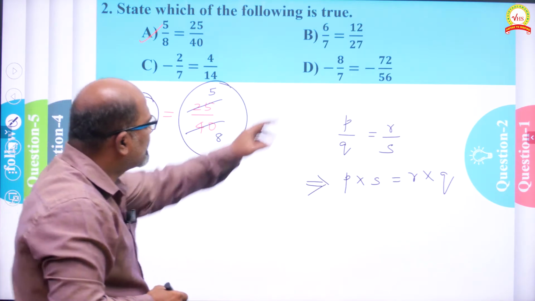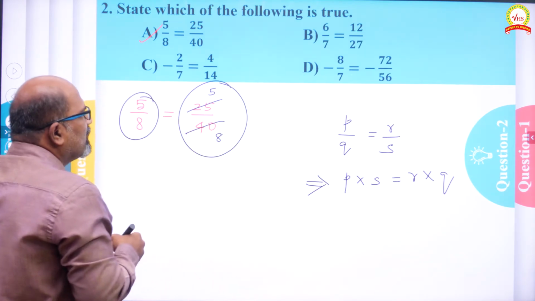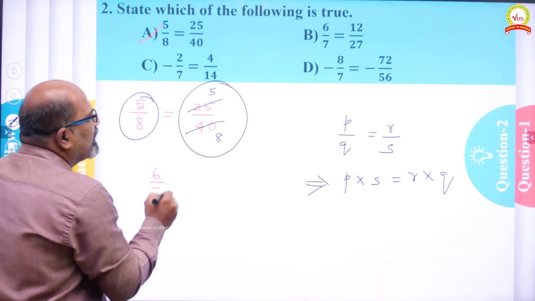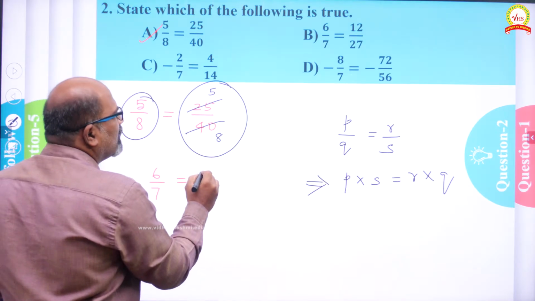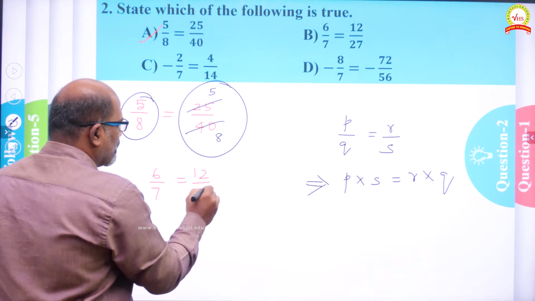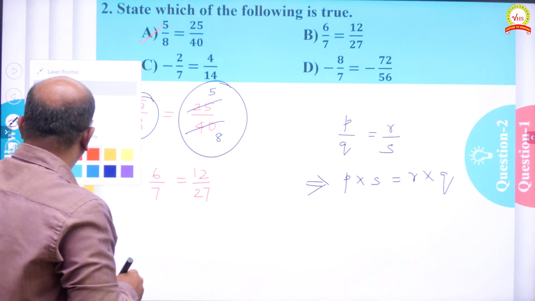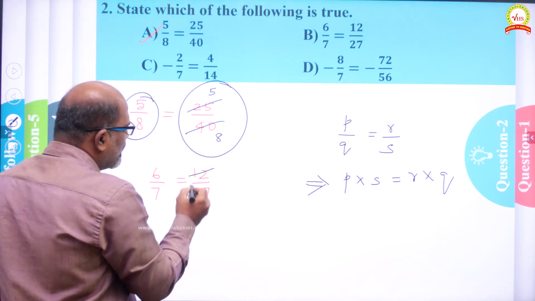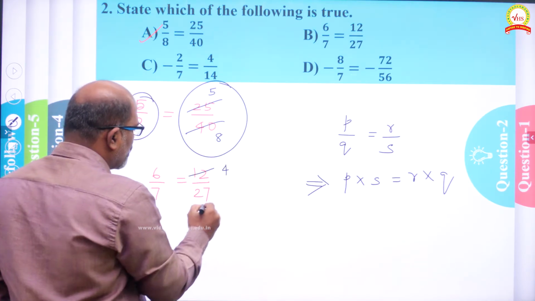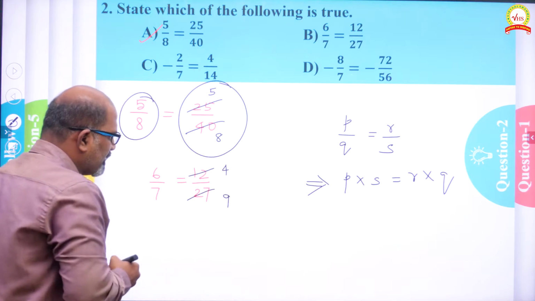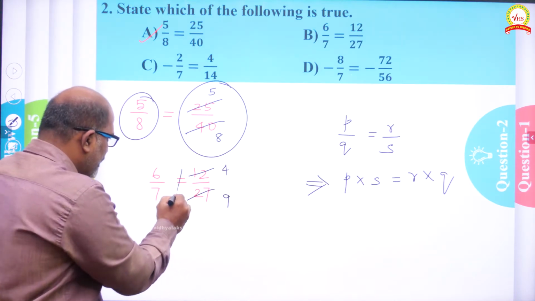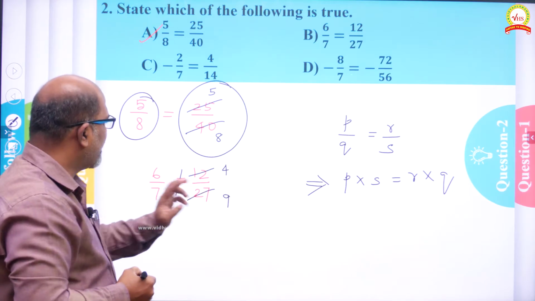Let us try with option B. Definitely we will not get an equal answer on both sides. See, we have 6 by 7 and it is related with 12 by 27. If you make cancellation, if you eliminate the common factor between numerator and denominator, here 3 is the common factor, 3 4s are 12 and 3 9s are 27. Definitely 6 by 7 is not equal to 4 by 9.